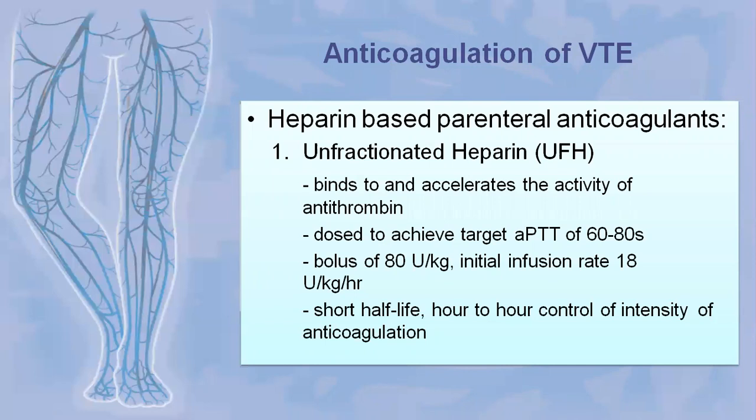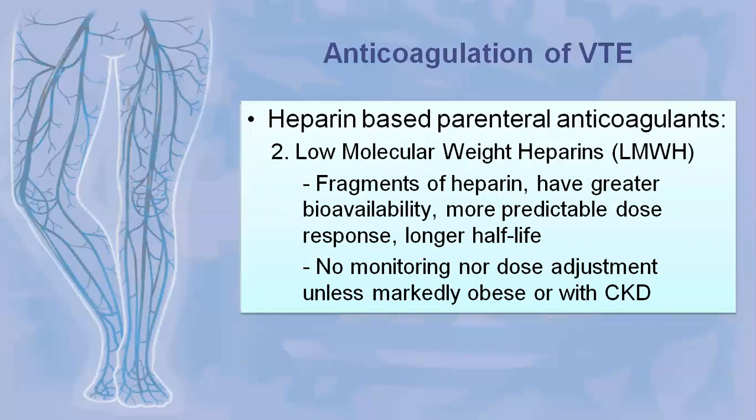So, heparin-based parenteral anticoagulants. First would be unfractionated heparin. During your pharmacology, you are introduced to UFH. It binds to and accelerates the activity of antithrombin, to achieve a target PTT of 60 to 80 seconds. Initially, you give a bolus of 80 units per kilo with an initial infusion rate of 18 units per kilo per hour. It has a short half-life, so you have to have careful control of the intensity of anticoagulation.